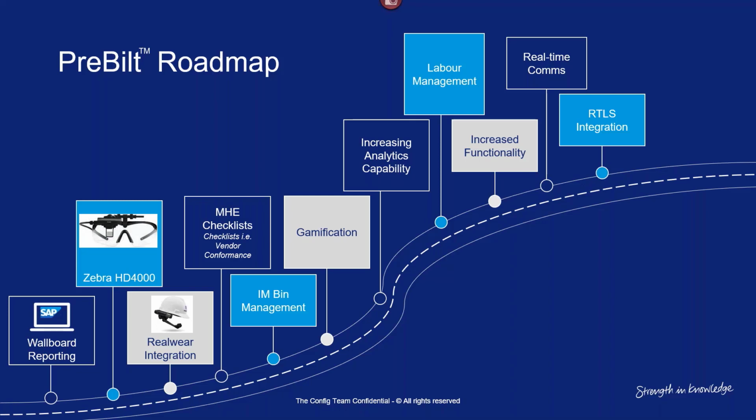Some of the key areas that we're focusing on from a roadmap perspective are things like integrating into new pieces of hardware. So we work with Honeywell, we work with Zebra, we work with Datalogic, and some examples at the moment are that we have a Zebra HD4000 device and a RealWear device, and we've got proofs of concept to provide specific use cases, things like picking and that hands-free approach.